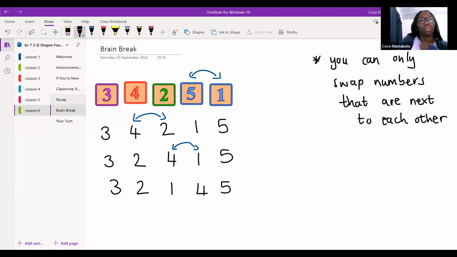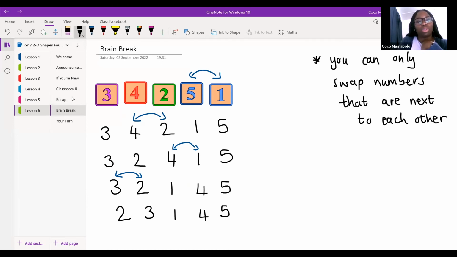All right, Saneliso, what am I swapping next? 3 and 2, ma'am. Okay, great. So we're going to swap 3 and 2. Okay, so my new order is going to be 2, 3, 1, 4, and 5. I feel like we could have done it in one less move, but that's okay. All right, thank you, Saneliso.